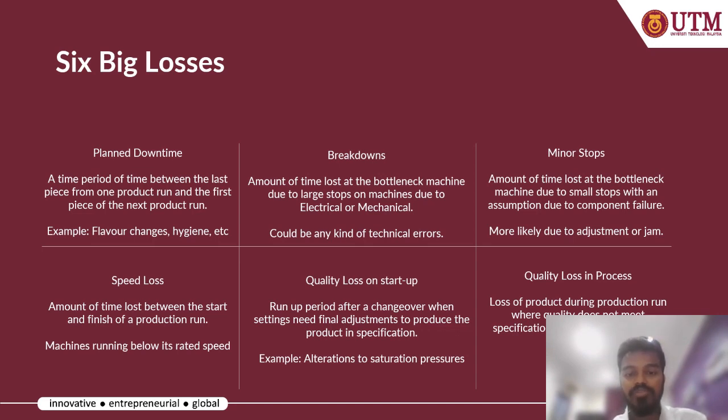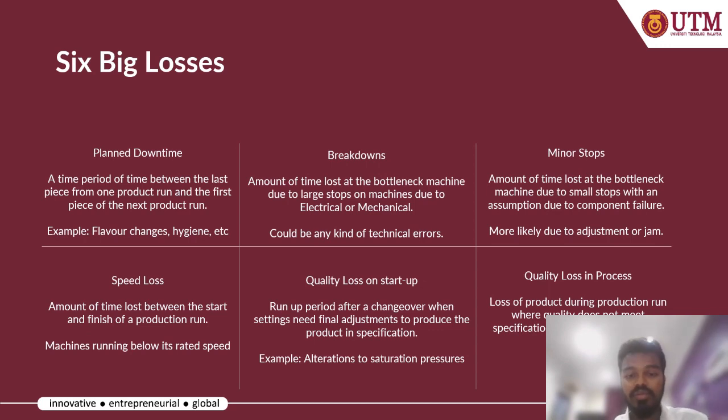Third will be the minor stops. Minor stops occur when equipment stops for a short period of time, which is usually less than 5 minutes. The stop is resolved by the operator. Minor stops are often chronic, which can make operators somewhat blind to their impact. Examples of minor stops include misfeeds, material jams, incorrect settings, and misalignment.